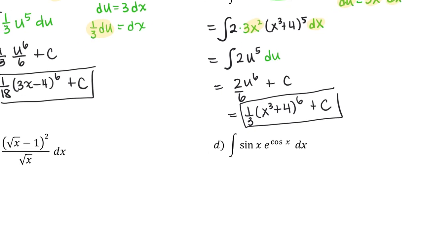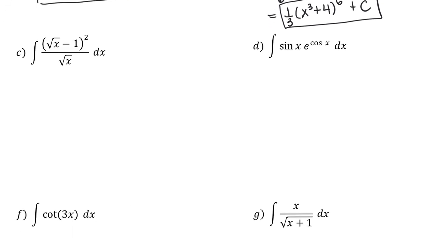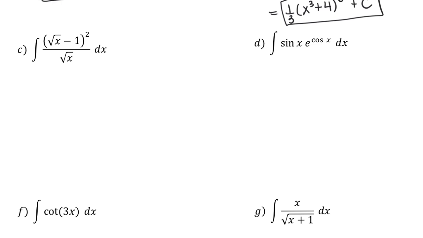Okay, let's look at some other ones, because this is tricky. Okay, here's C. C is the integral of the quantity root x minus 1 squared over root x. Okay, again, there's two things kind of going on. There's this thing up here, and then there's this thing down here. One of them is going to be my u. One is going to have to do with my du. Okay, since I see some quantity being squared, I'm going to assume that that's my u and try it.